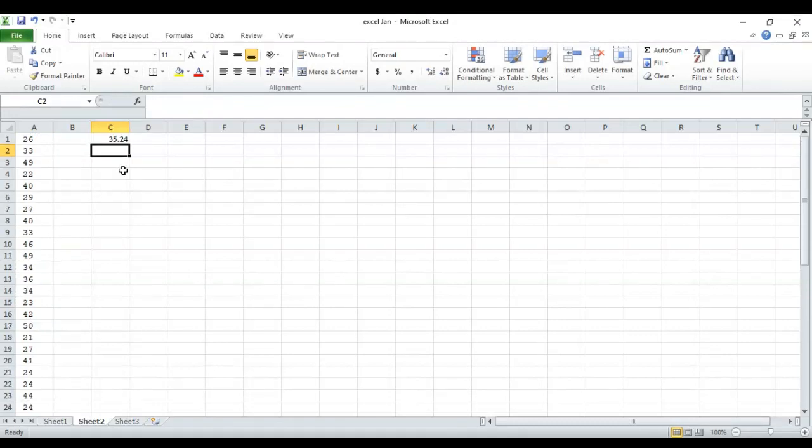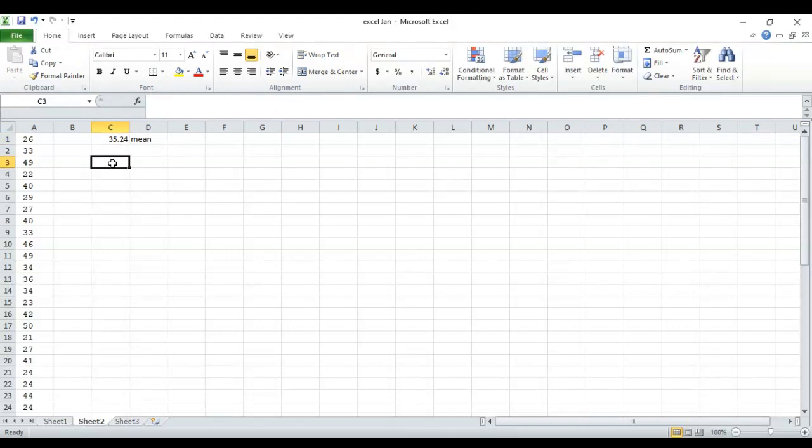And for mine, I get 35.24. So that was the mean. And to get that, you just do equals. If you look up here in the formula bar, you see equals average, and that's how you get that.